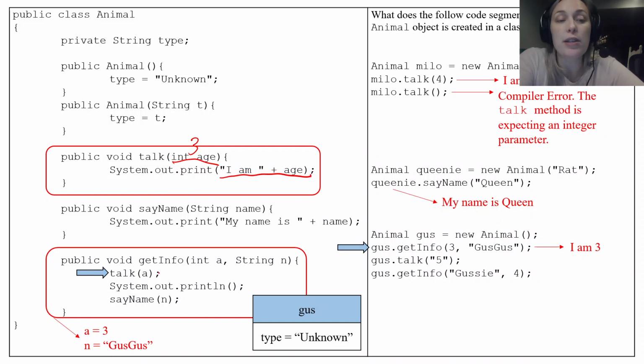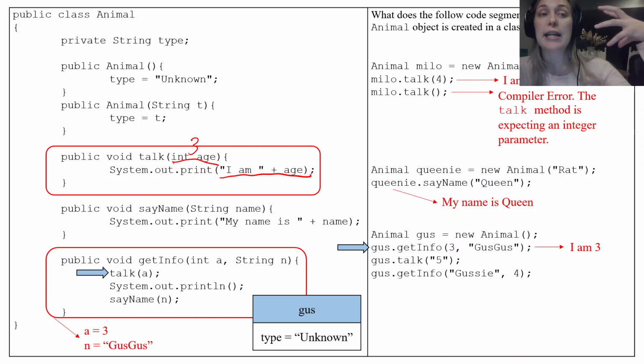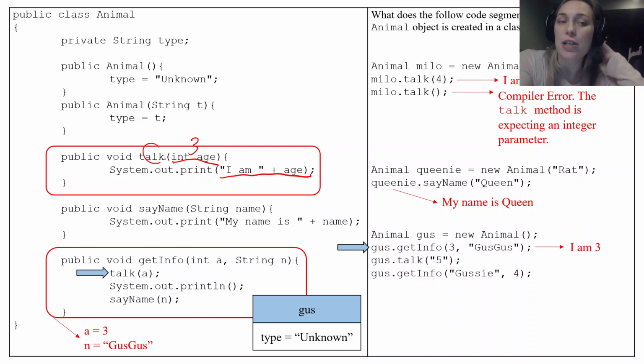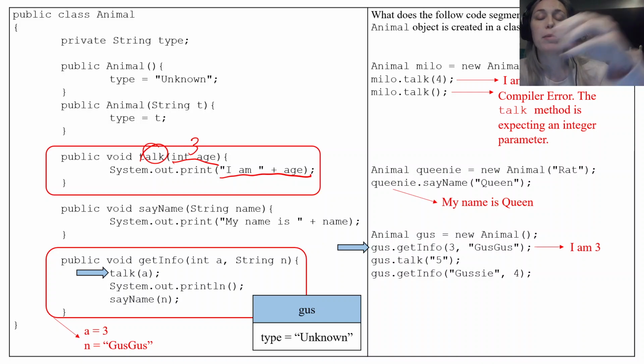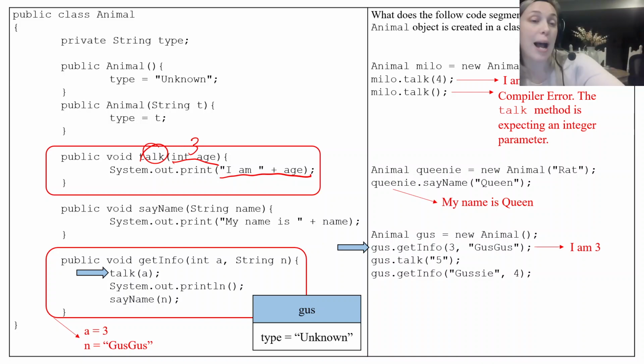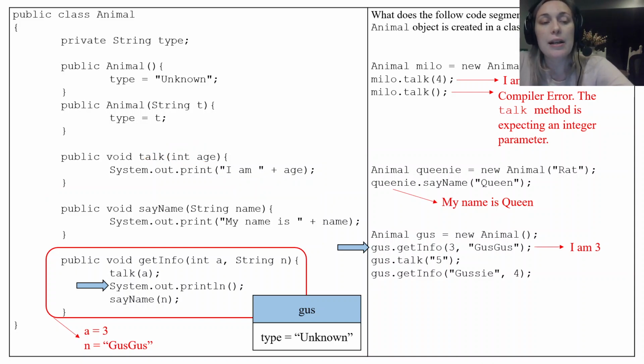Now the reason it prints off 3, well, because we passed it 3, but if we were to reference any instance variables, remember that it's always the original calling object that uses it. So if inside talk I use any sort of type for my animal, since Gus was the original object that called it, I would have my type be unknown. Okay? But I didn't use type in here. So this talk method ran, it is good.